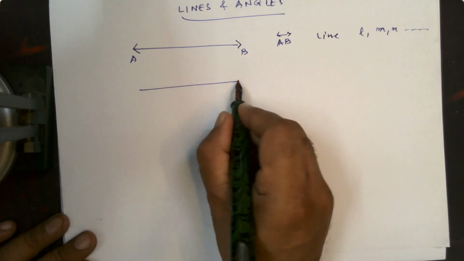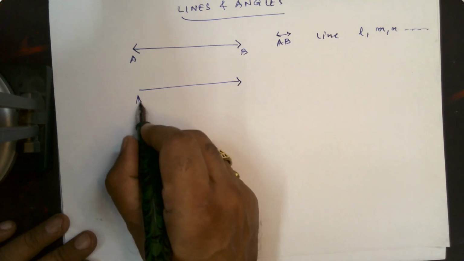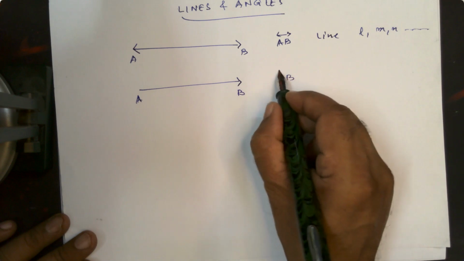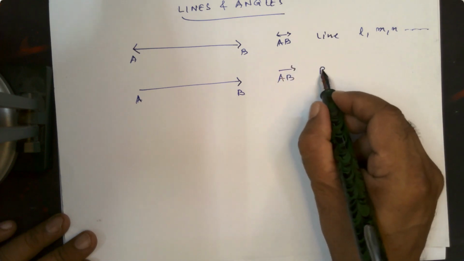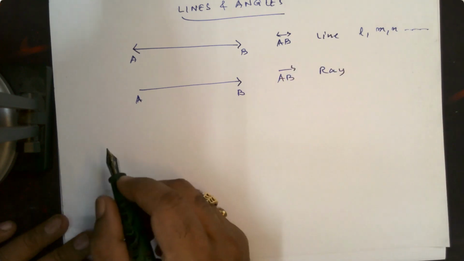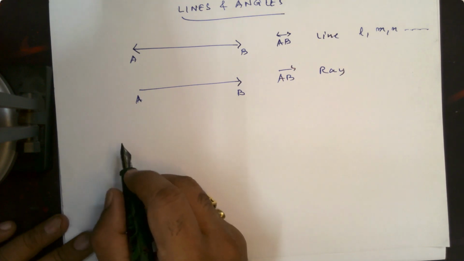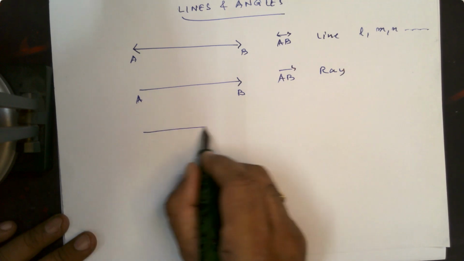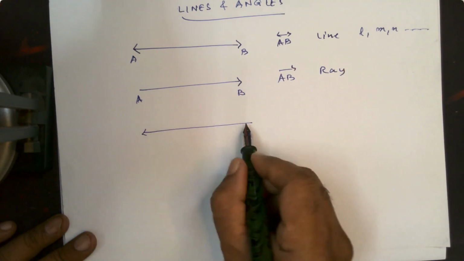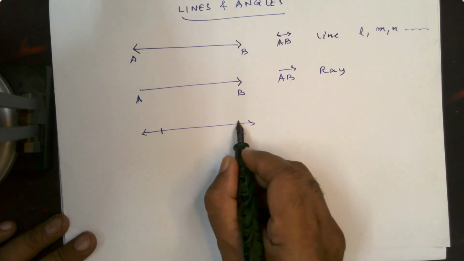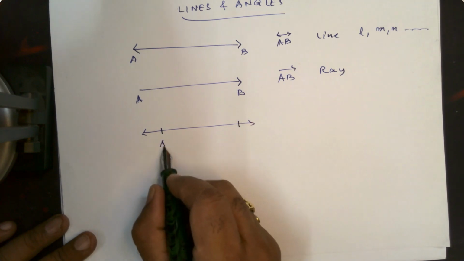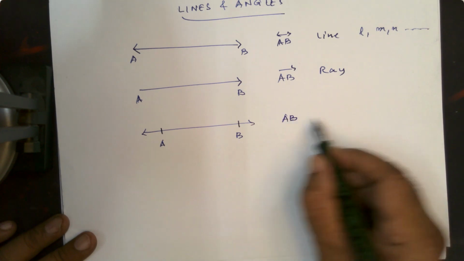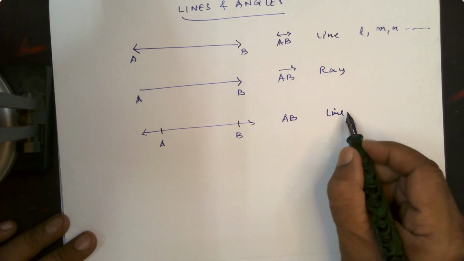If it is a single-headed one, it is called a ray. So that can be represented as ray AB. Sometimes you will have a line like this, but it has an end point like this, AB. This is called a line segment.